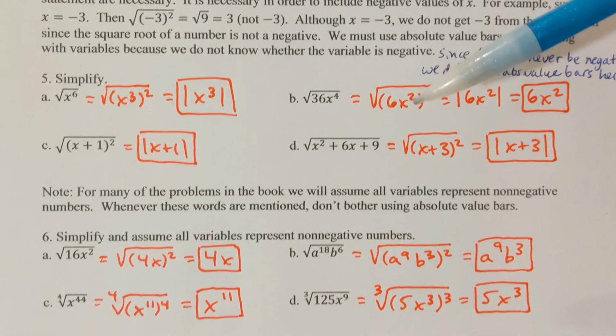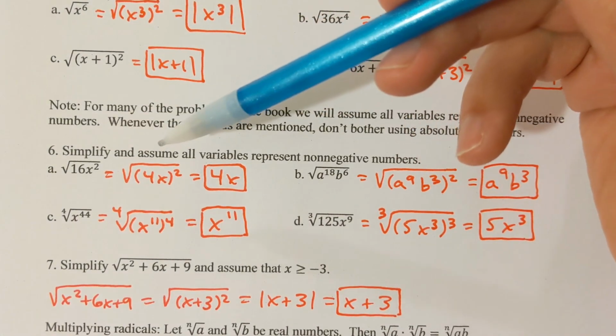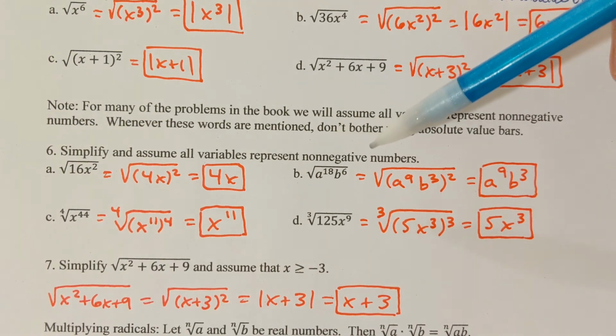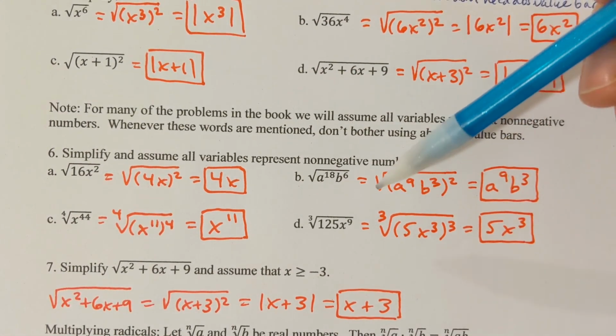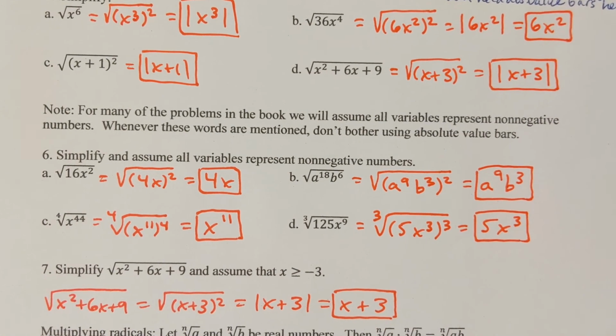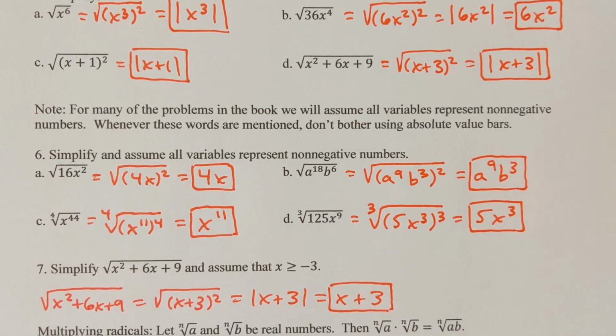Okay, but for many of the problems, they're going to say simplify and assume that all the variables represent non-negative numbers. Again, whenever they say that in the wording, you don't need absolute value bars in the answer. Okay, we'll stop the video here.